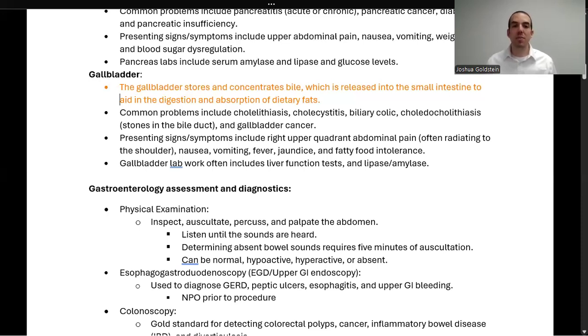Now we move on to imaging for the GI system. We're going to start with an upper GI endoscopy. Often in your textbook, you'll see this listed as an EGD. I'm not going to try to pronounce the actual full word because I'm probably going to butcher it. But let's go ahead and talk a little bit about it.